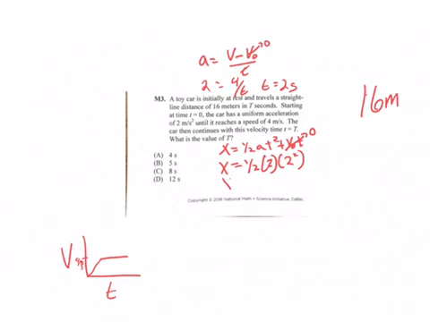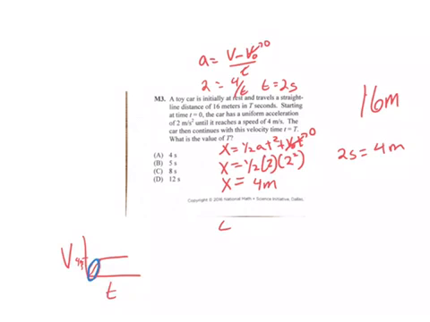So basically in this initial section, the object traveled 4 meters. So in the first 2 seconds, it traveled 4 meters. Now we need to figure out how long it's going to take to get to 16 meters.